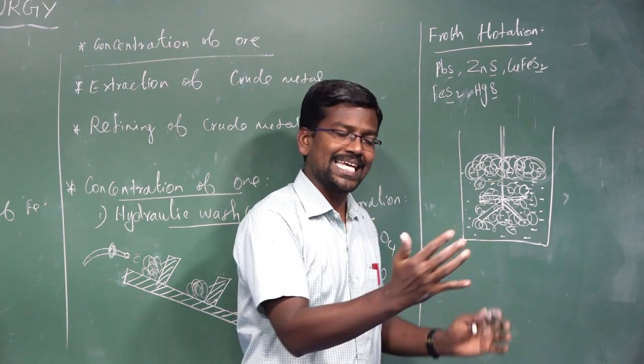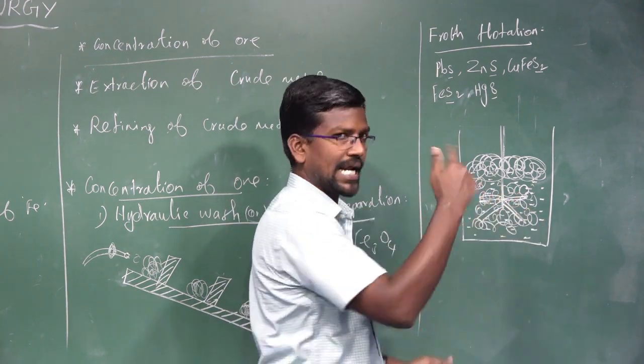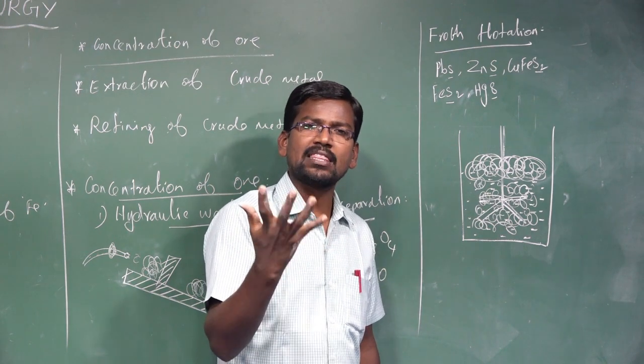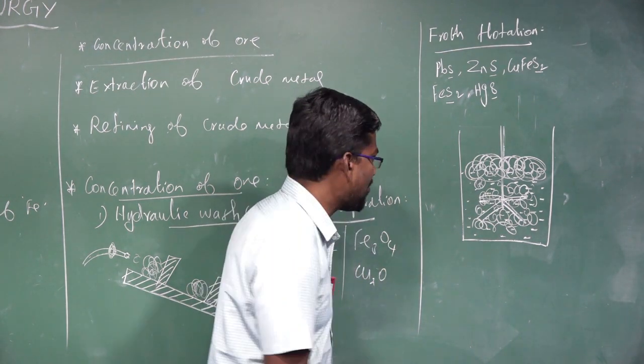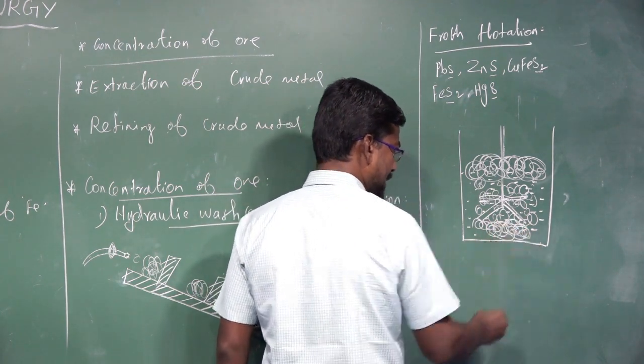Then this froth with ore particles is skimmed off and dried. Next, the gangue particles, which are preferentially wetted by water, always settle at the bottom of the beaker.